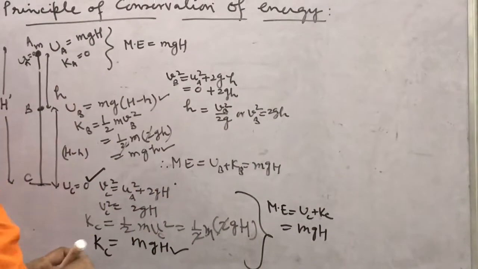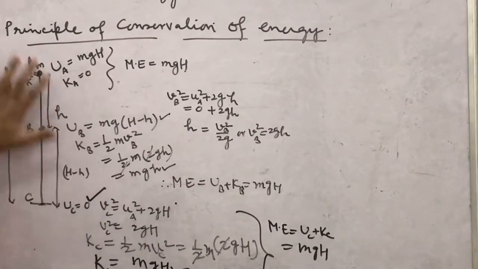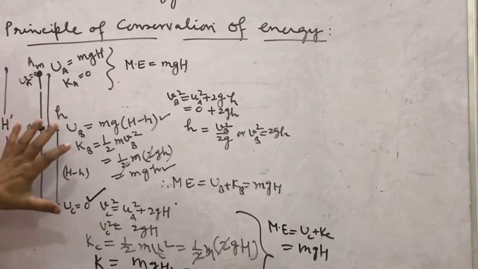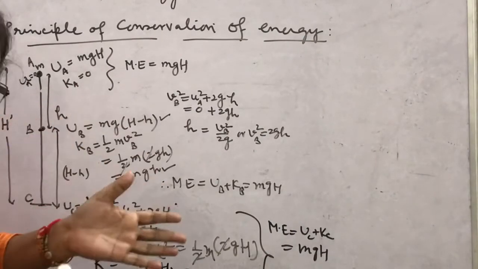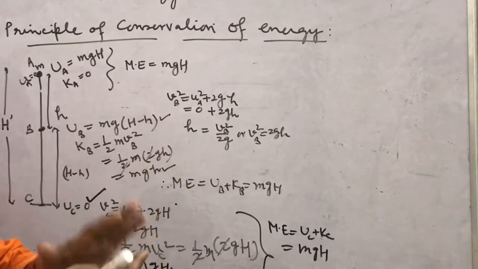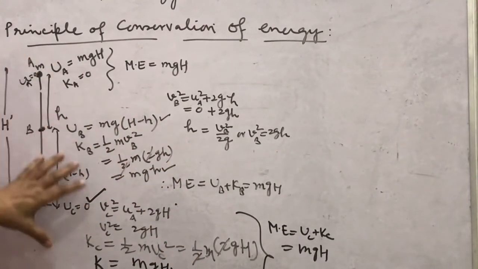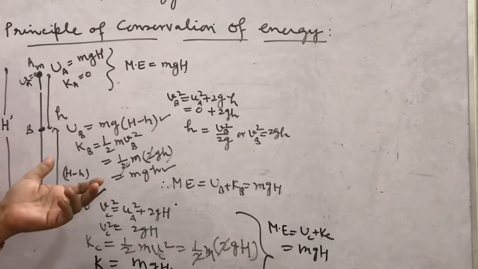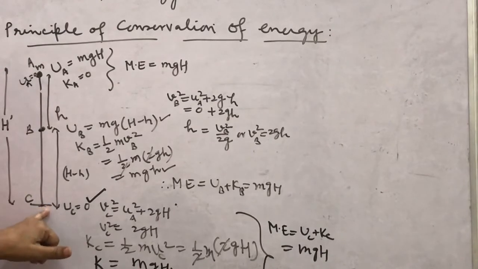What we have proved here: in absence of friction, we have not taken any air friction or any type of opposing force. So in absence of friction, the sum of kinetic energy and potential energy for an object falling freely remains constant. Same can be proved if you throw an object with the velocity v.